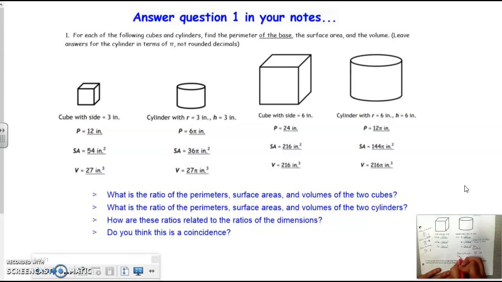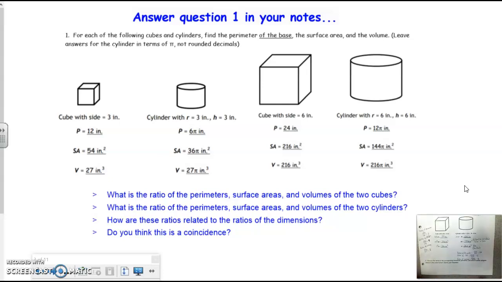Then we're going to do the ratio of the surface areas, and that's 144 pi over 36 pi. Again, the pi's cancel, and that gives you 4. And then the ratio of the volume is 216 pi over 27 pi. And you guessed it, that's going to give you 8.